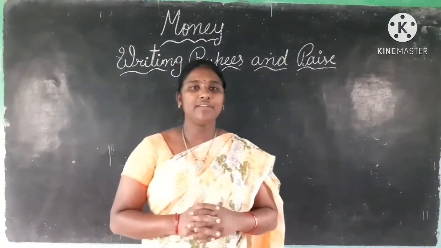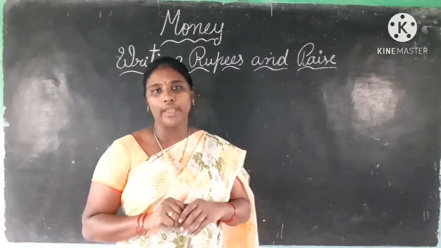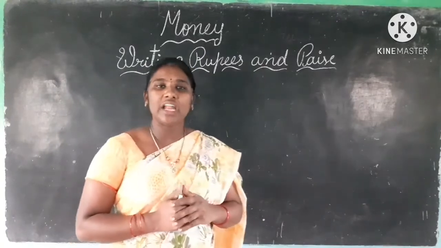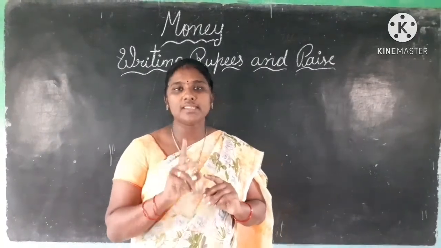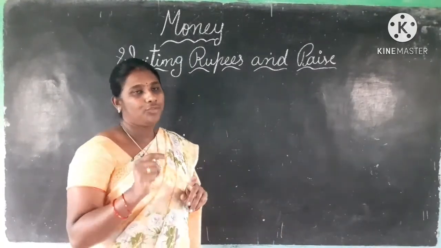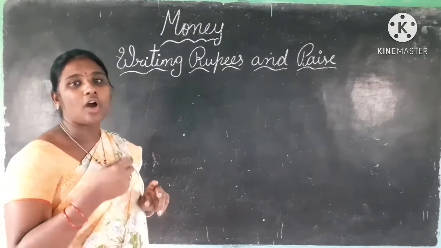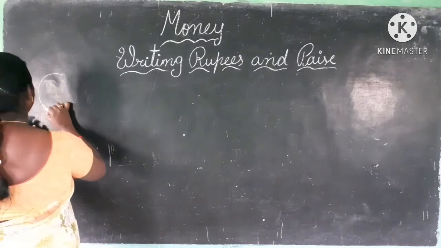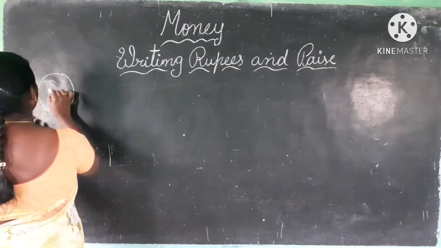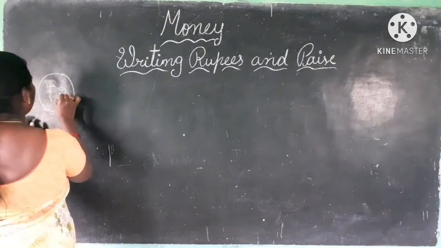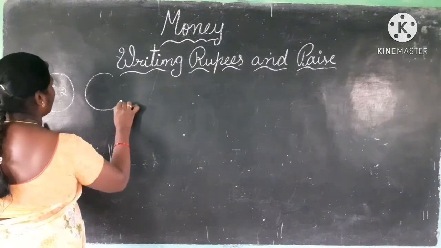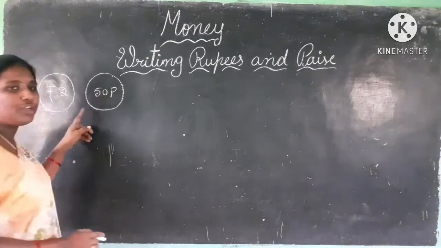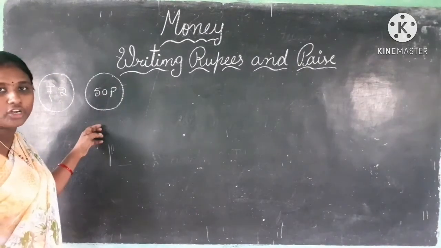We can write the given amount of money in 2 ways. One is in words and one is in figures. How should we write in words and how should we write in figures? Suppose it is 2 rupees and 50 pies. How should we write this in words first?